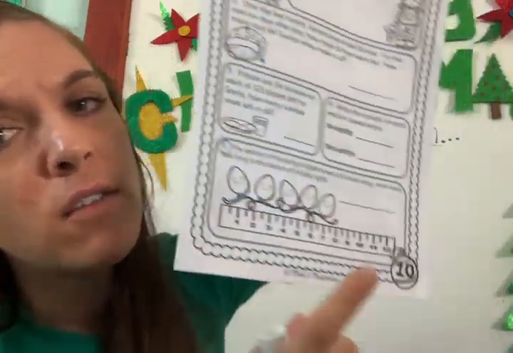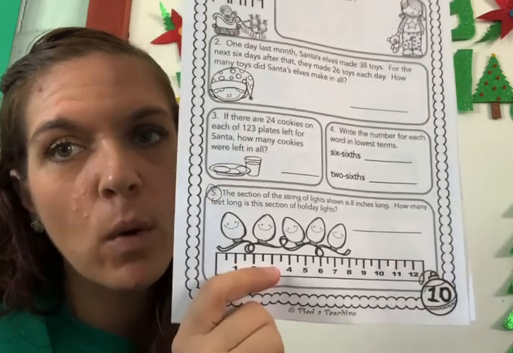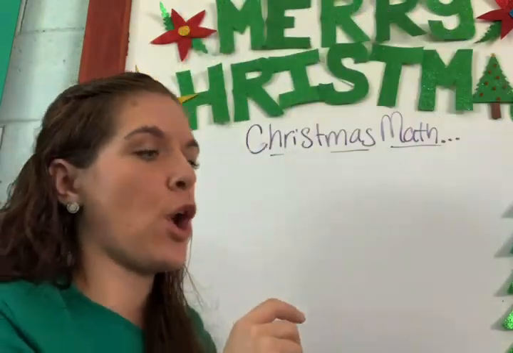Okay, number 5 we're going to do together. Look at page 10. Page 10. Number 5 we're going to do together. Okay?